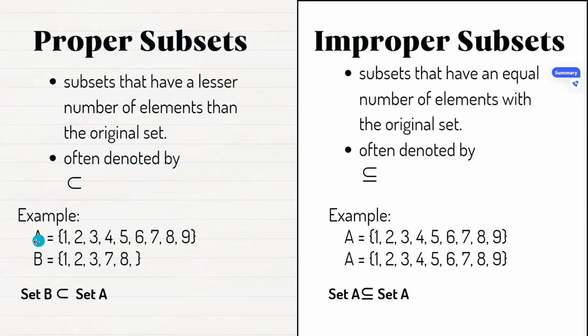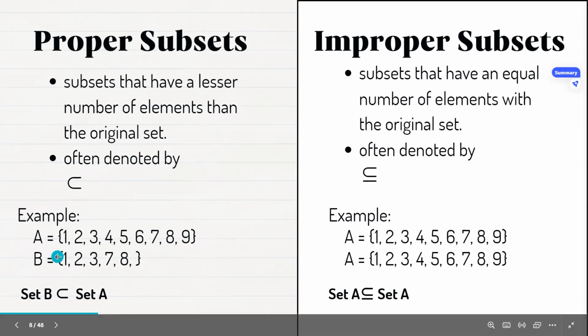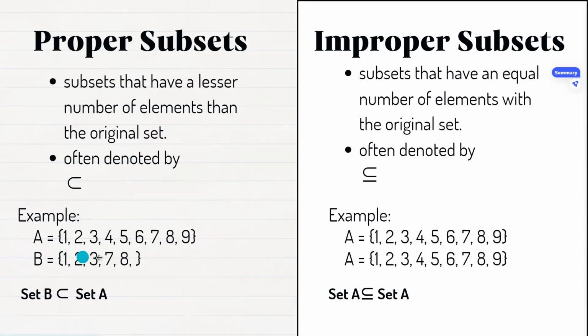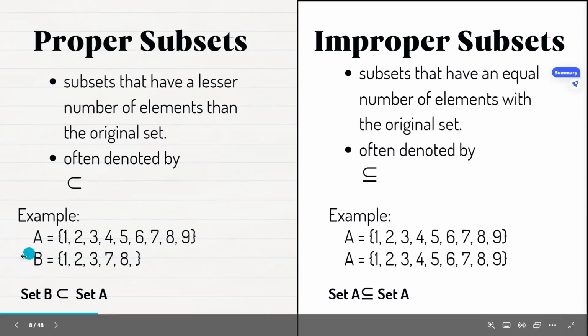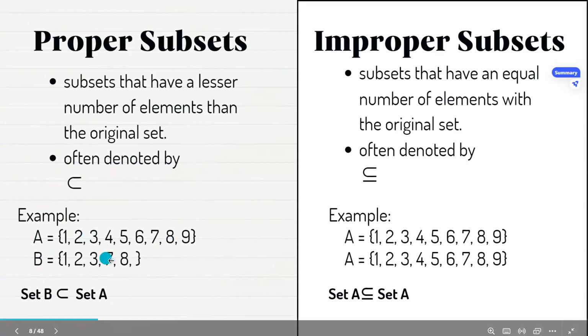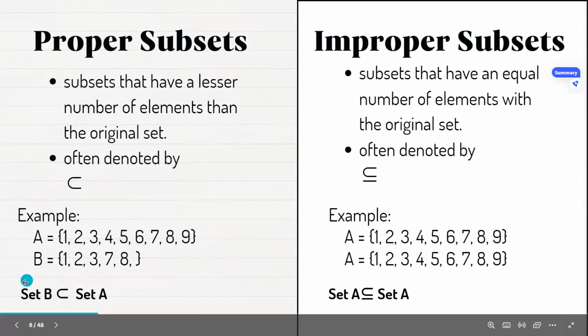For example, you have the same given with set A encompassing elements of digits 1 through 9, set B having elements 1, 2, 3, 7, and 8. And here, as we have already seen, all elements of set B can be found in set A, and set B has a lesser amount of elements than set A. Therefore, we can conclude that set B is a proper subset of set A.